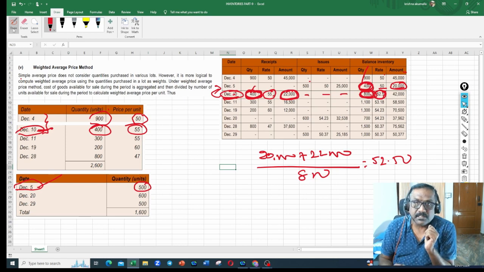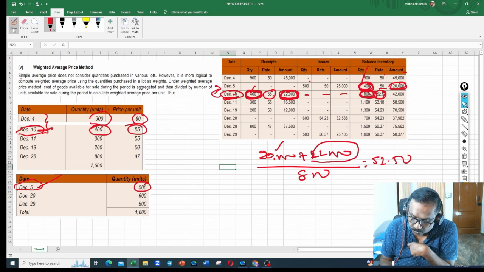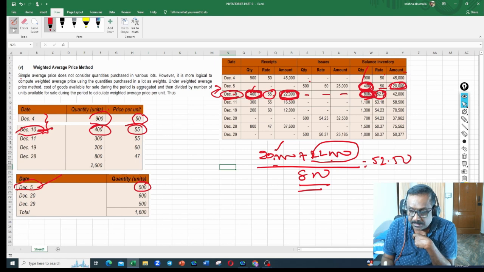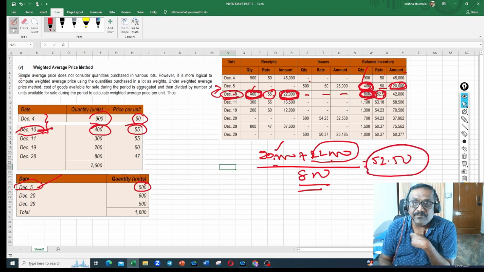To put the price, what we need to do: the previous closing value is how much? 20,000. Take the 20,000. What is the current value of the purchase? 22,000. Take 22,000. Add these two, divided by the quantity. In total, how much quantity do we have in closing inventory? 800. So 20,000 plus 22,000 divided by 800, you get the average price, 52 rupees 50 paisa.